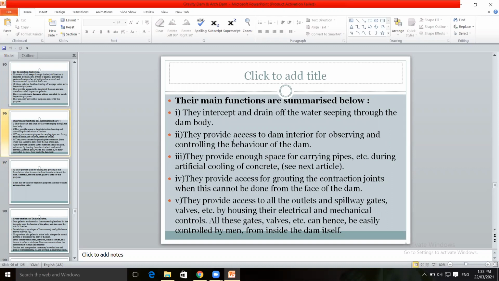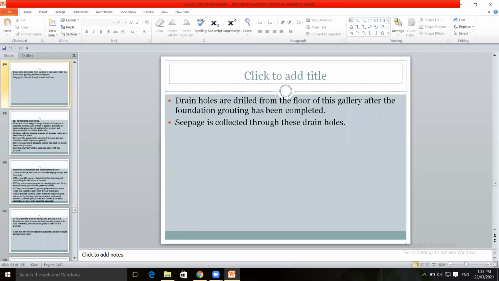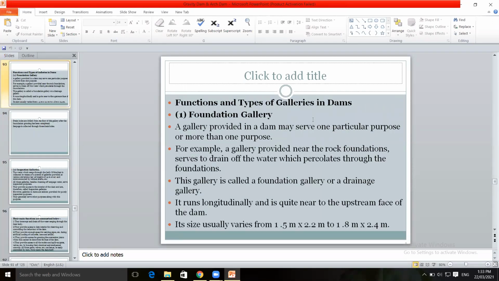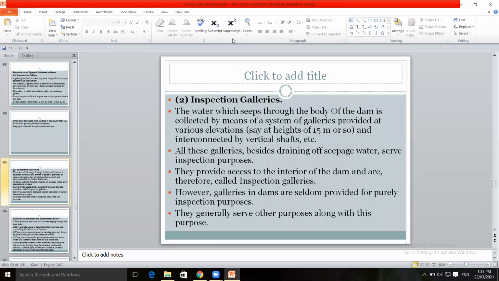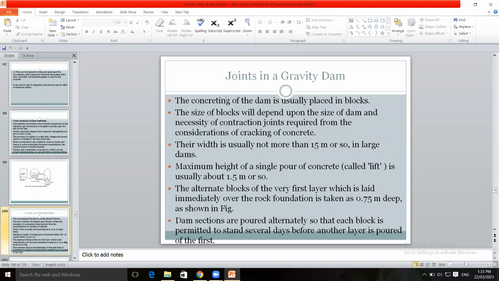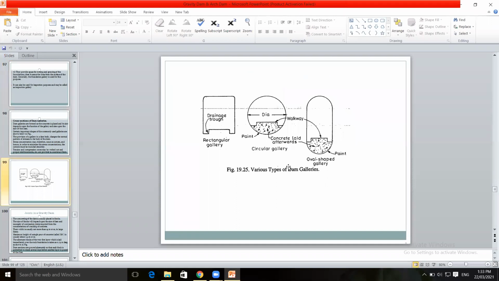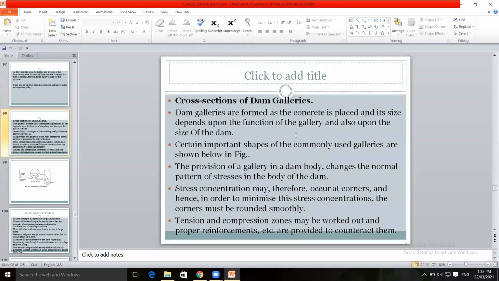Galleries in gravity dam. These are the two types of galleries which are provided in the gravity dam: foundation gallery and inspection galleries. So this is a cross section of the galleries. Various types of dam galleries are rectangular gallery, circular gallery, oval shaped gallery. These are the different cross sections of dam galleries.